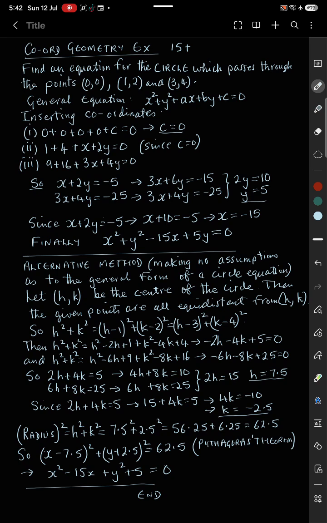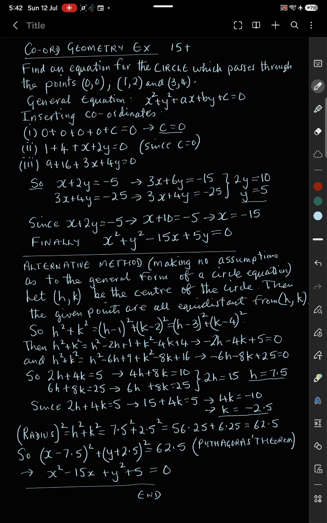An alternative method, and here we're making no assumptions on the general form of the circle equation. First of all, let (h, k) be the center of the circle. Then the three given points are all the same distance from (h, k). So h squared plus k squared equals (h minus 1) squared plus (k minus 2) squared, and that in turn is equal to (h minus 3) squared plus (k minus 4) all squared.